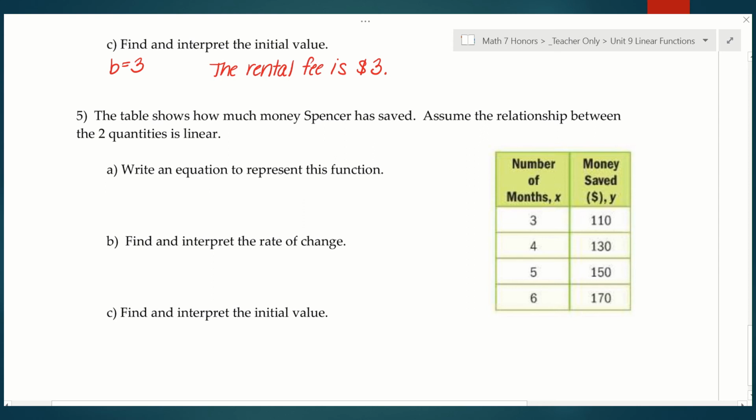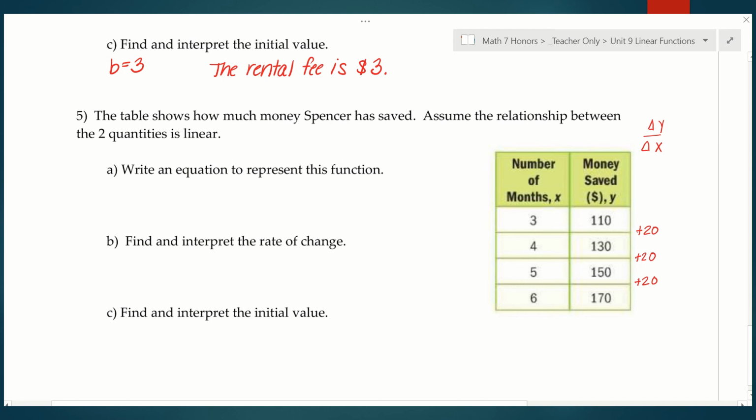Okay? So to find my slope, I can do this a couple of ways. Now, we've talked about how slope is the change in y over the change in x. Remember that triangle symbol means delta, which means change. What I can do is look at my table and see how y changes and how x changes. So let's see. I'm going from 110 to 130. That's adding 20. And then from 130 to 150, I'm adding 20. 150 to 170, I'm adding 20. So I can see that there's a pattern here.